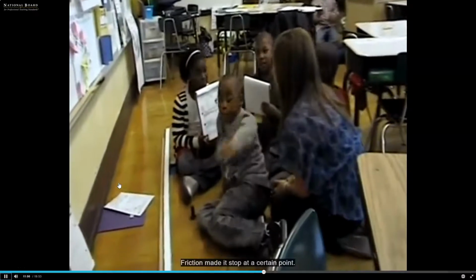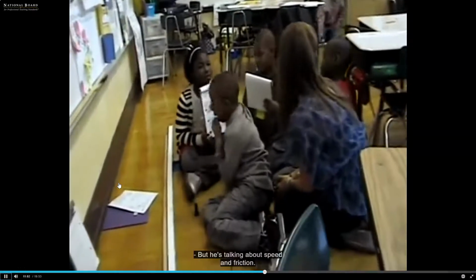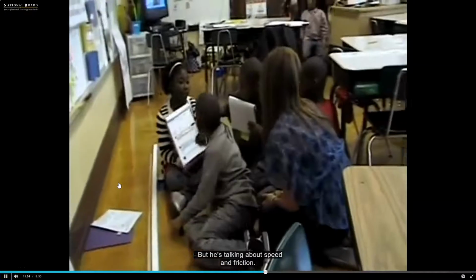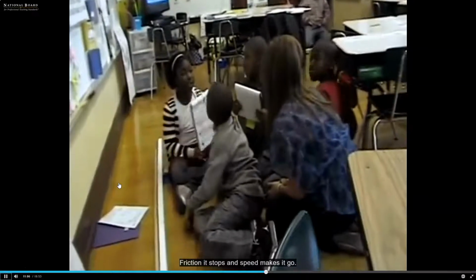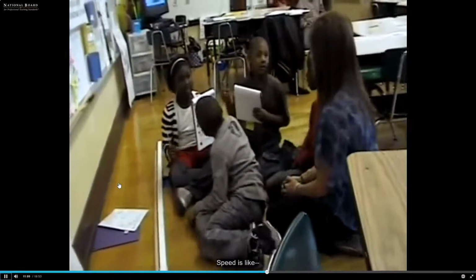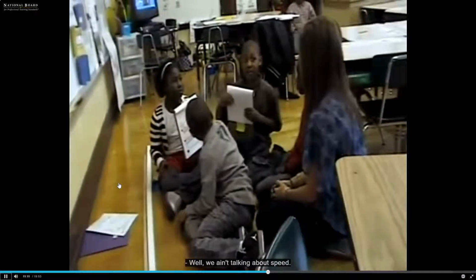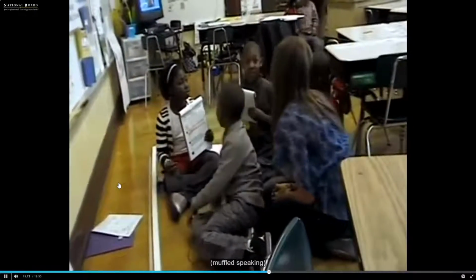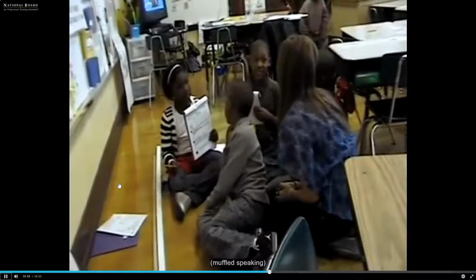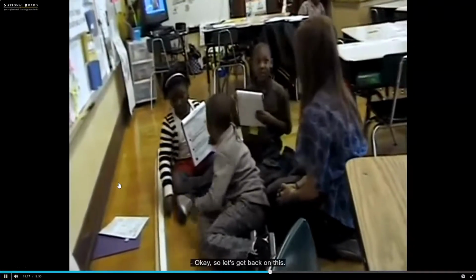Friction made it stop at a certain point. But you were talking about speed and friction. Friction is stop, and speed makes it go. Well, we aren't talking about speed. We're doing something different. We're using momentum. What's the difference? The difference is what we're measuring.